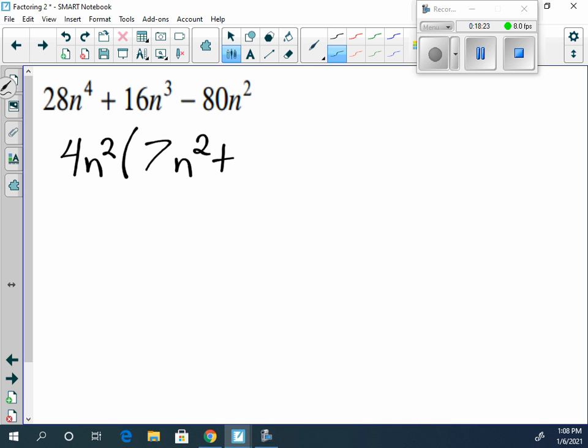Plus, if I factor 4 out of 16, or 16 divided by 4, I would get 4. And if I factor n squared out of n to the third, or I take 2 of the n's away, I'm left with just n. Minus, if I factor 4 out of 80, or 80 divided by 4, I'm left with 20. And the n squared will factor out completely because I took 2 away. Really what we're doing is we're just dividing each one of those terms by 4n squared and simplifying.